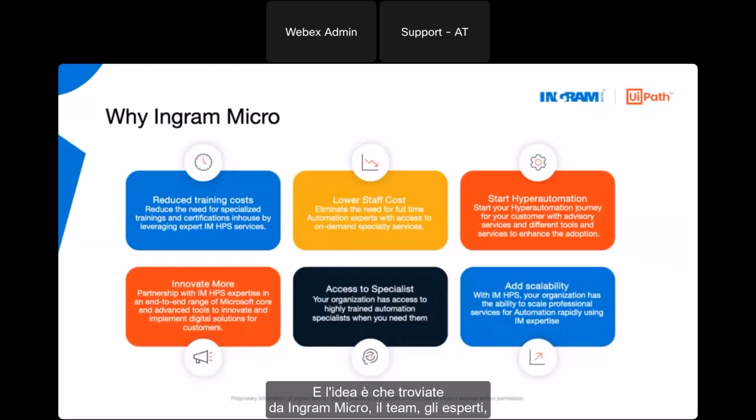And the idea is that you find in Ingram Micro the team, the experts that you need to be part of your process, from identifying the opportunities with your customers, potential customers for automation, identifying the processes that are relevant for your customers in order to enable the automation, and also have additional services to bring to the table for your customers or for your teams, right?